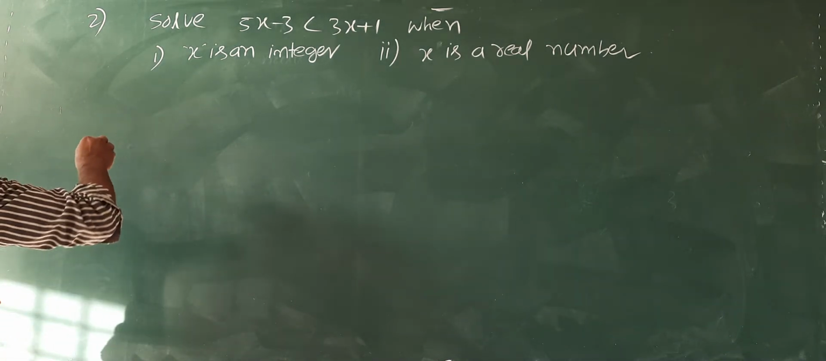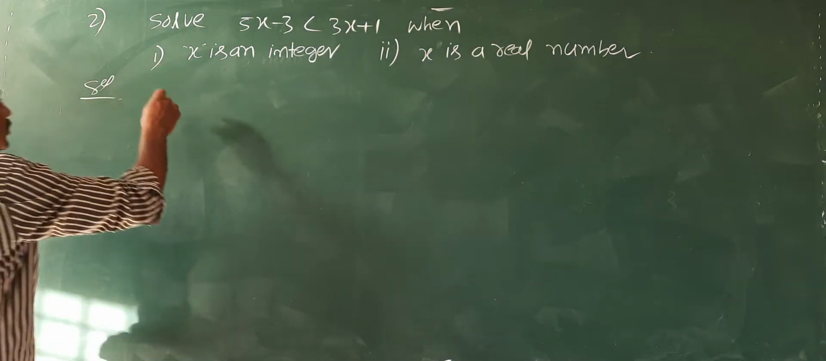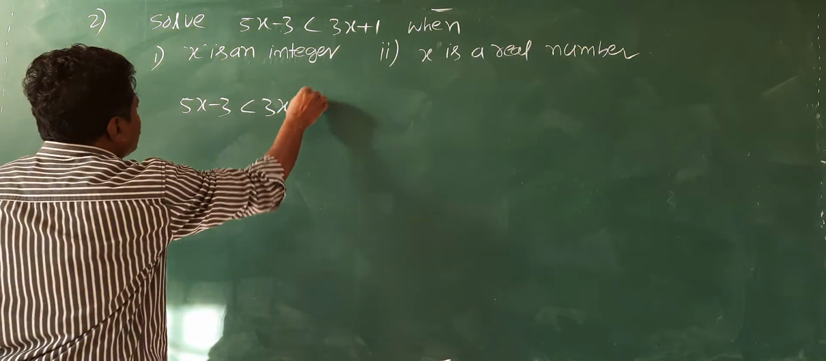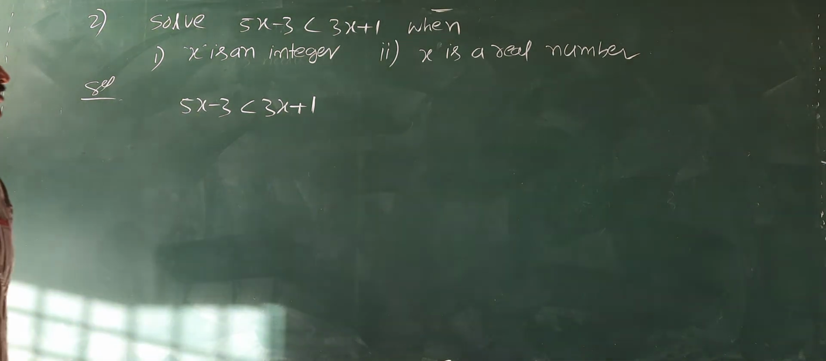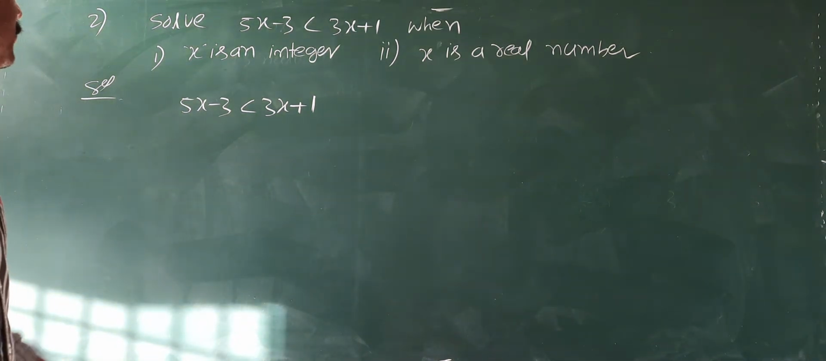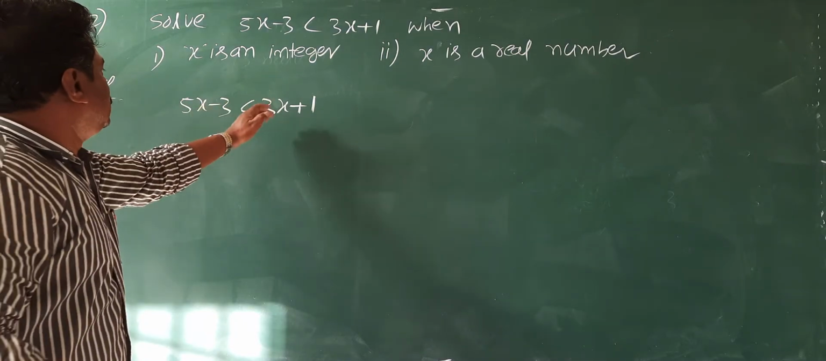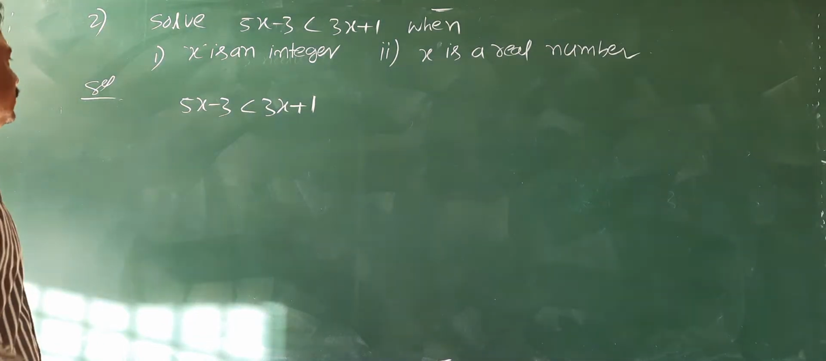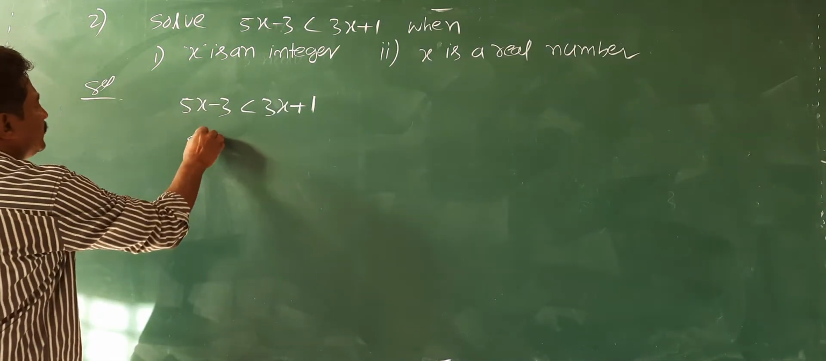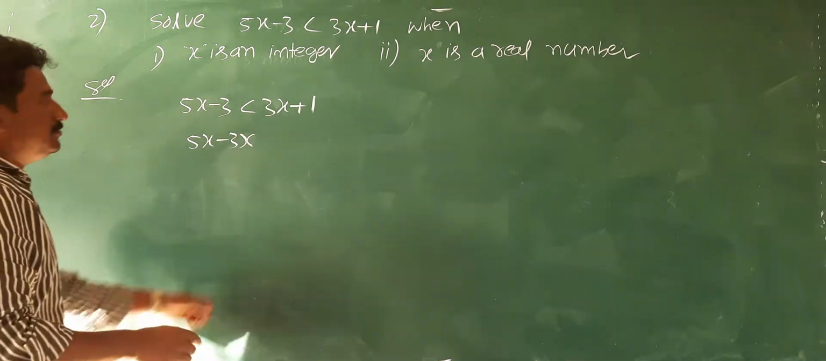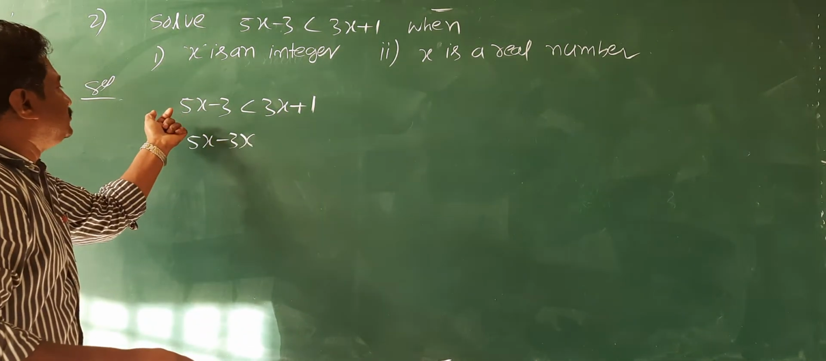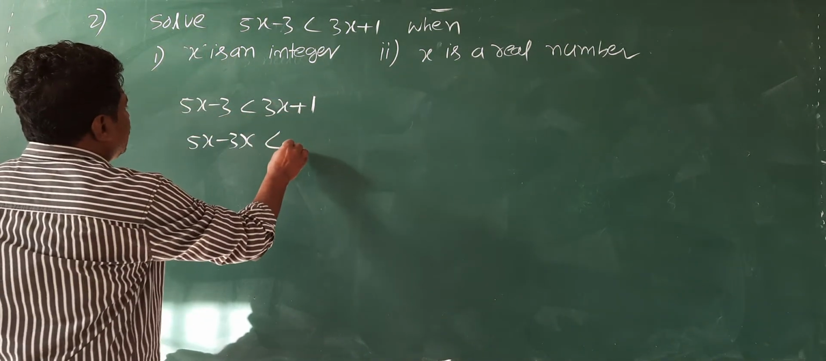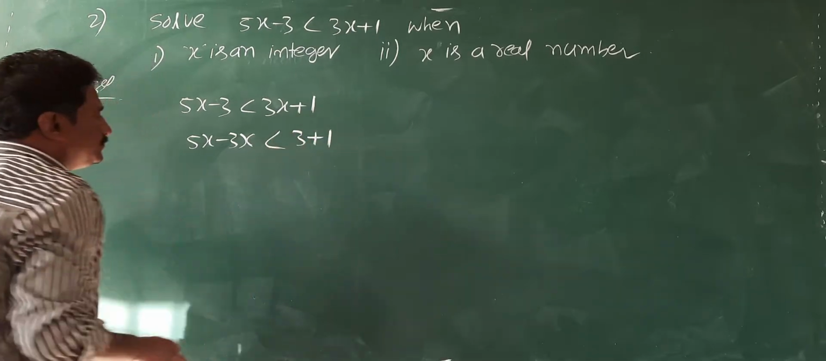So now, solution: 5x minus 3 less than 3x plus 1. You send these numbers, you bring x terms to one side and send the remaining numbers to the other side, right? So bring the 3x to this side: 5x minus 3x. If I bring 3x to this side, it becomes 3x minus 3x. Send minus 3 to the right side: less than, so 3 plus 1.